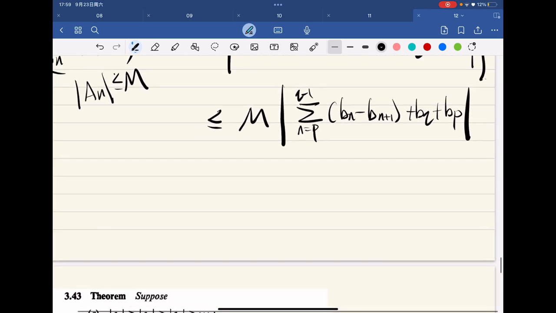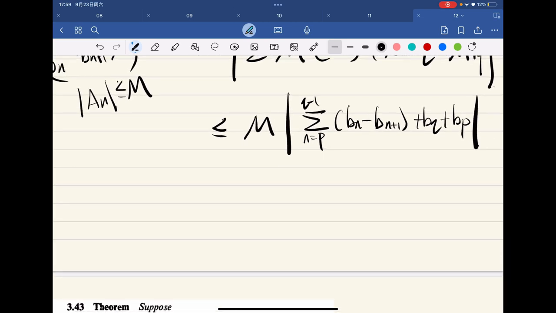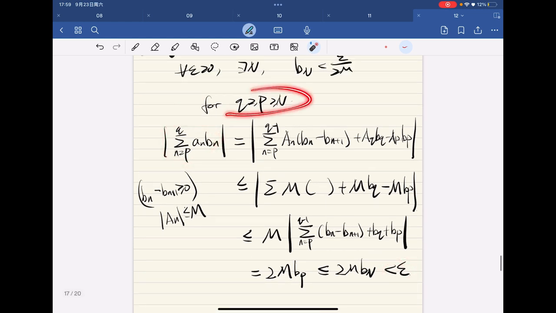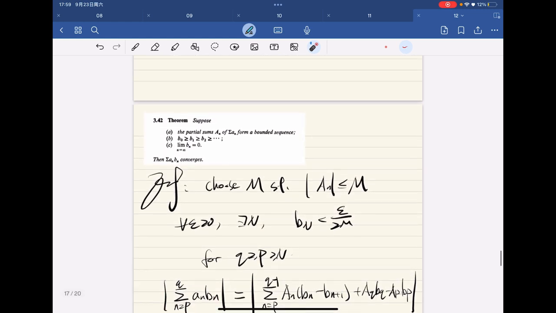So this is equal to 2M b_p, which is less than epsilon, and here's the Cauchy criterion for p. So the series converges.